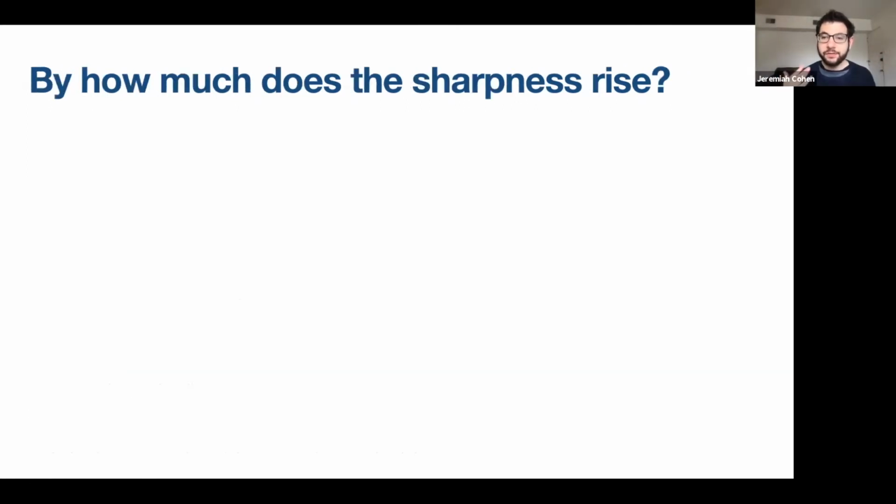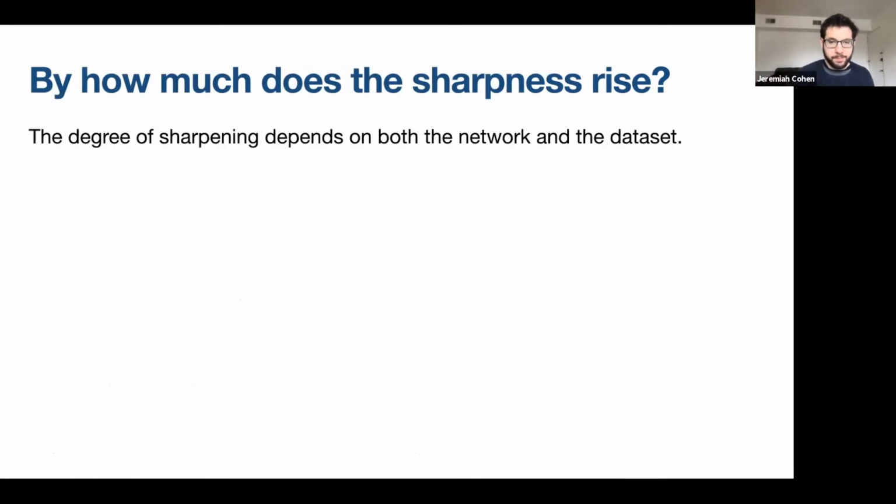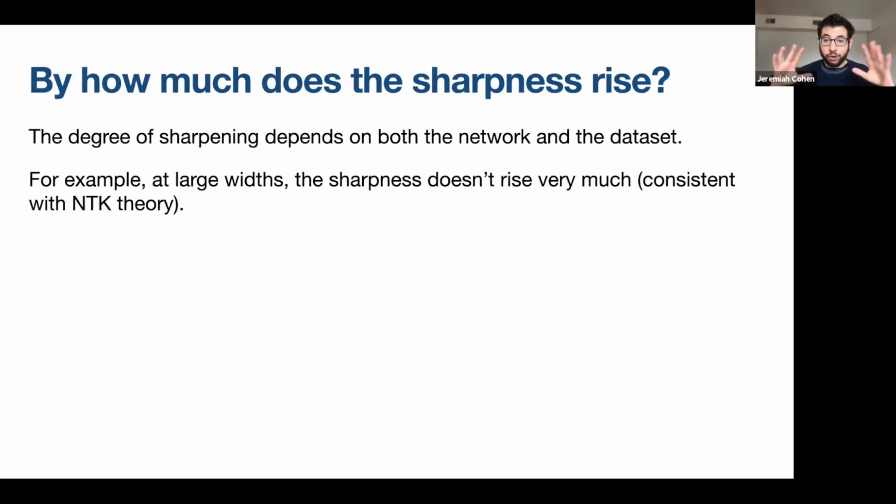Okay, the thing that differs from situation to situation is how much the sharpness rises. First of all, according to neural tangent kernel theory, if you have a network that's parameterized appropriately and that's infinitely wide, the sharpness doesn't move at all during training. Indeed, consistent with that theory, we find that as the width gets larger and larger, the degree by which the sharpness rises shrinks. So the sharpness rises a lot for a narrow network, less for a middle width network, and very little for a wide network.